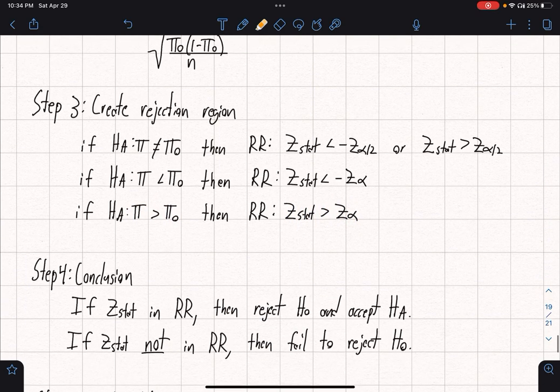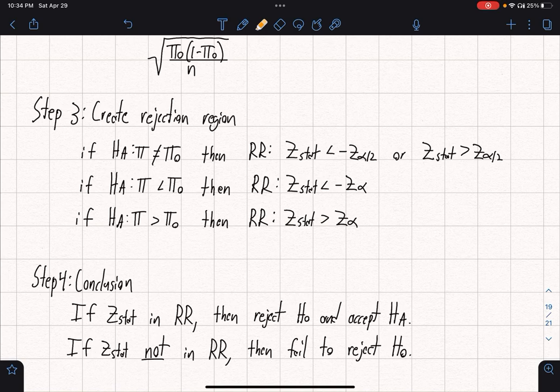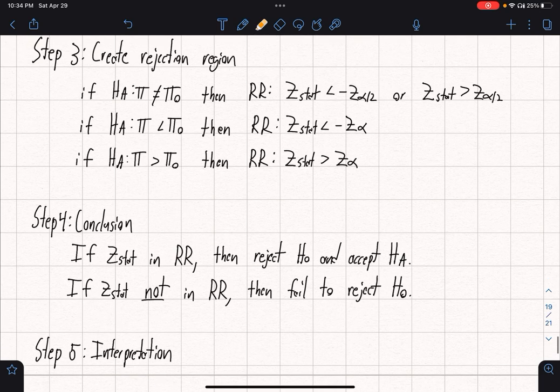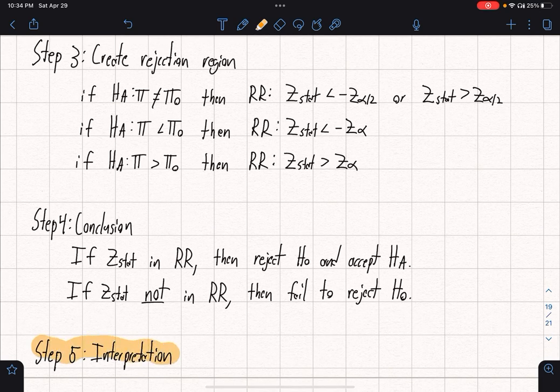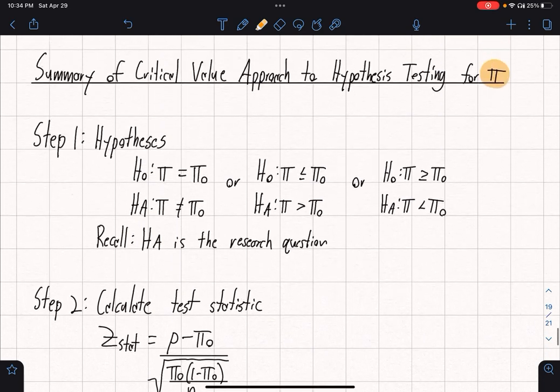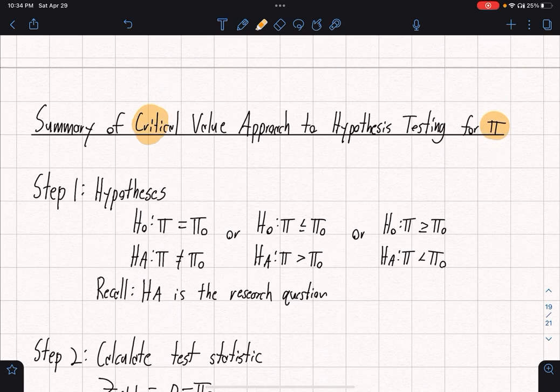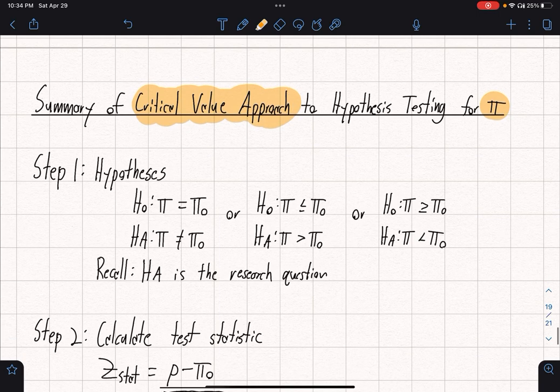Step 4, conclusion. So we plug our z-stat into the rejection region. If z-stat is in that rejection region, then we reject the null and we accept the alternative hypothesis. But if z-stat is not in the rejection region, then we fail to reject the null hypothesis. And then step 5, of course, is our interpretation. So we put our conclusion back into the context of the problem. So again, this is our critical value approach for hypothesis testing for the proportion.